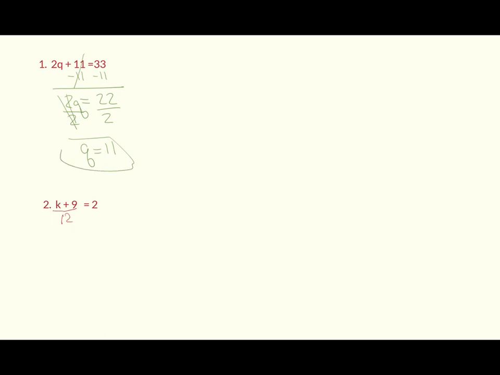And you can always check your equations by plugging those back in. So I'll just show you one of them. If I take what I found for q, which is 11, and plug it back in the original problem, just to check, you'll get 22 plus 11 equals 33, which is true, and it works, so I know that my answer is correct.